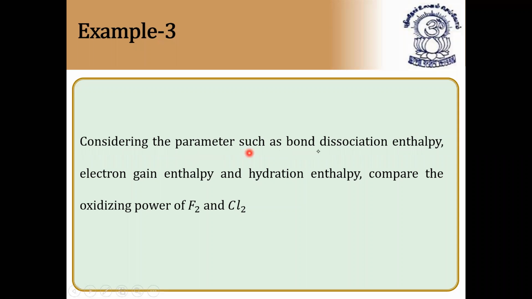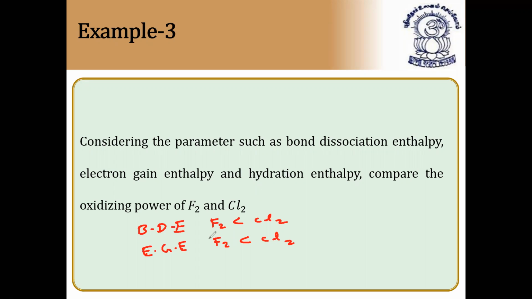Considering parameters such as bond dissociation enthalpy, electron gain enthalpy, and hydration enthalpy, compare the oxidizing power of fluorine and chlorine. If we take the bond dissociation enthalpy of fluorine and chlorine, fluorine is less than chlorine. Next, electron gain enthalpy, which is how easily it gains an electron. Fluorine is less than chlorine. Here, I write this clearly so that you can understand better.